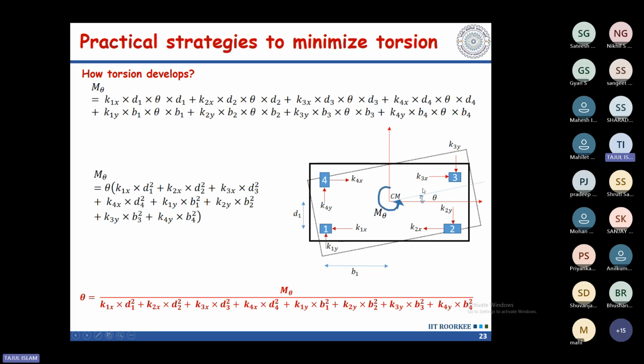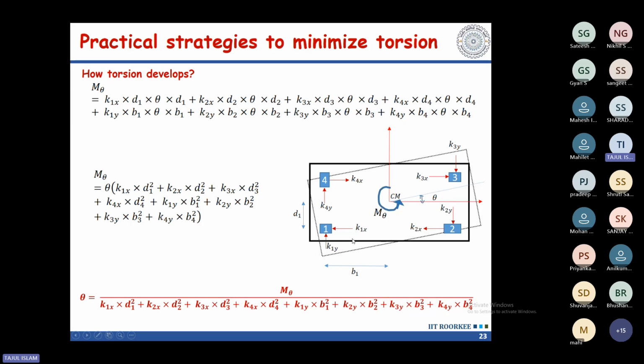Going by this concept, if you want to calculate the resisting moment because of this x stiffness, you take this x stiffness, then the displacement of this column in the x direction, then multiply by the perpendicular distance up to the center of mass.